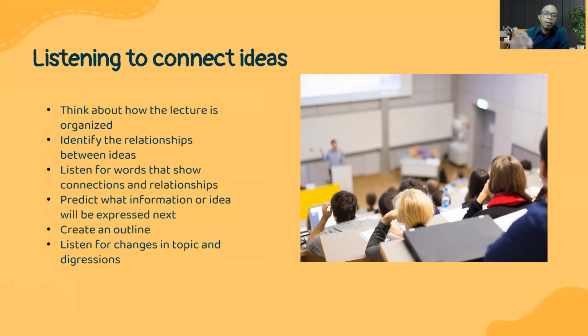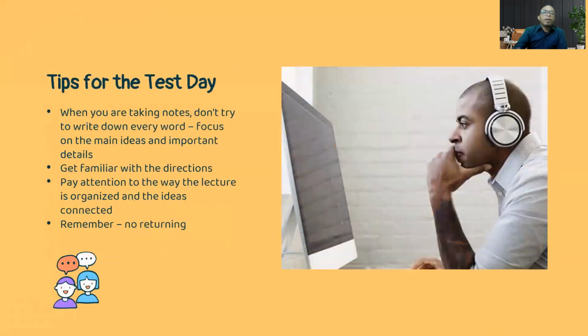Such as, for example, why did the lecturer mention birds when he or she was explaining airplanes? So that's an example of a digression, and the professor usually does that to give an illustration using an analogy. Okay. All right.